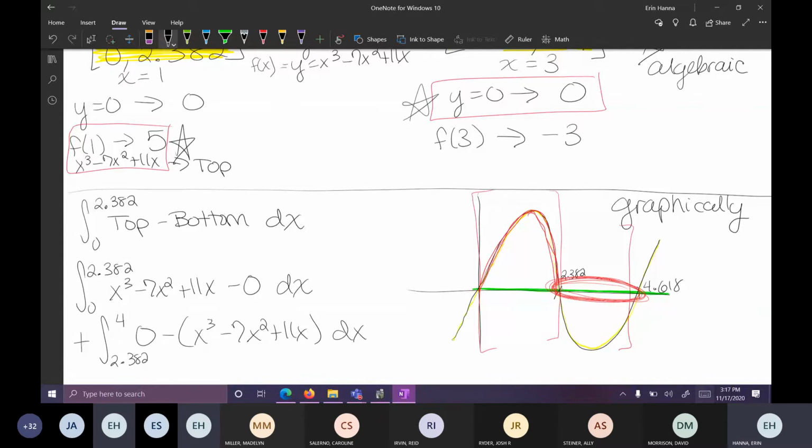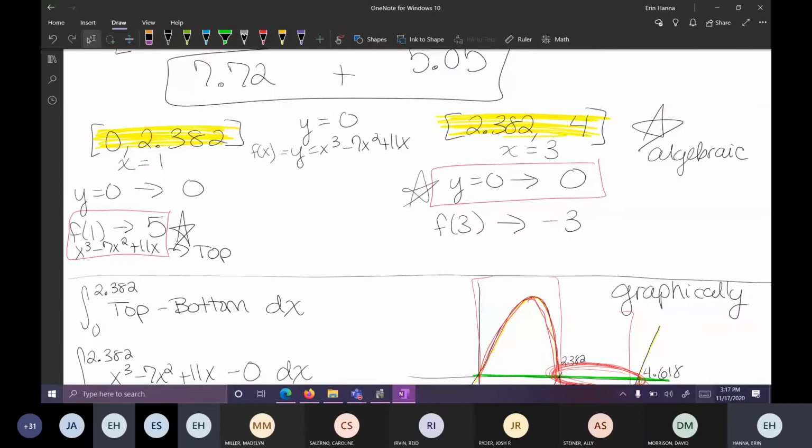Yeah, David? Okay, if you were to graph, what if you have something similar to the answer of 2.382? Say you have something close to it. I don't know if I quite understand your question. Are you talking about the algebraic way? Like if we chose something really close to 2.382? Yeah. Okay. It shouldn't matter what number you choose.